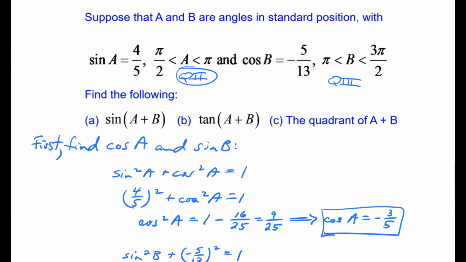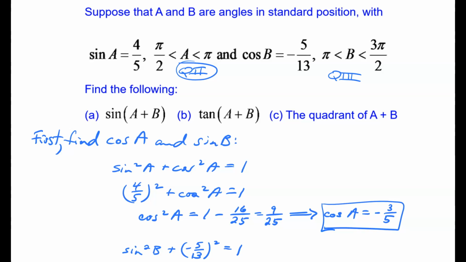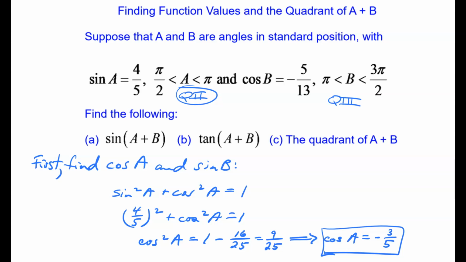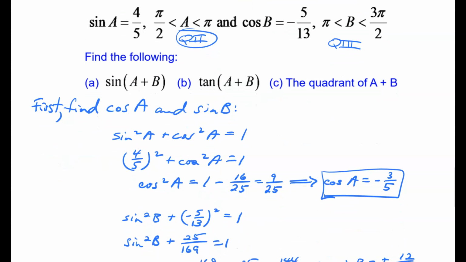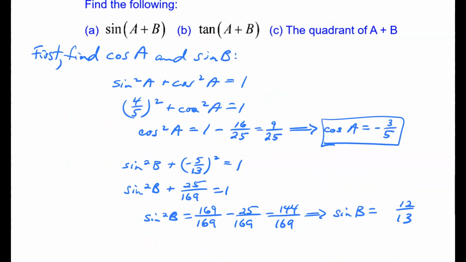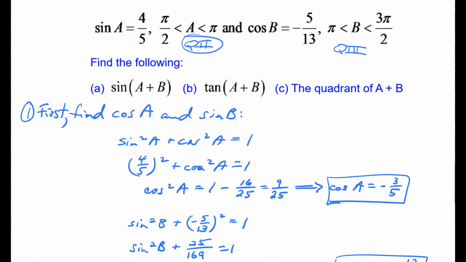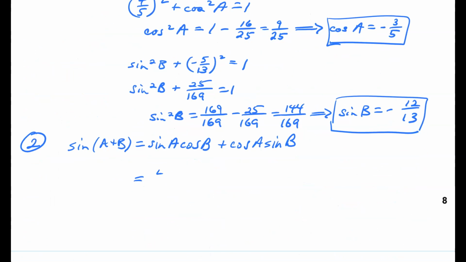However, we go back and we look and we see that angle A is in quadrant 2. Angle B is in quadrant 3. And in quadrant 3, the sine value is negative. And so sine of b is negative 12/13. We are now in a position to find out what sine of a plus b is. So sine of a plus b is sine of a, which we were given. Sine of a is 4/5.